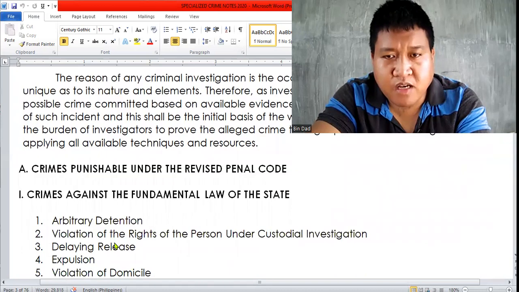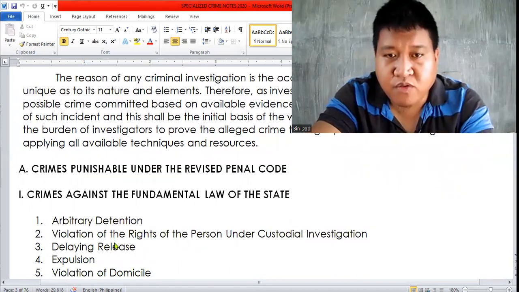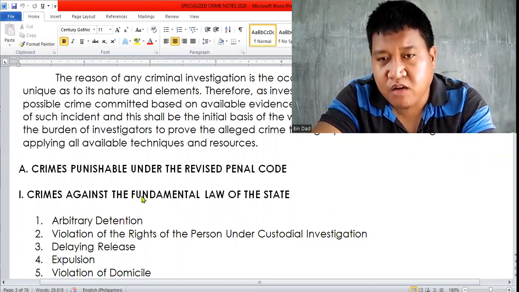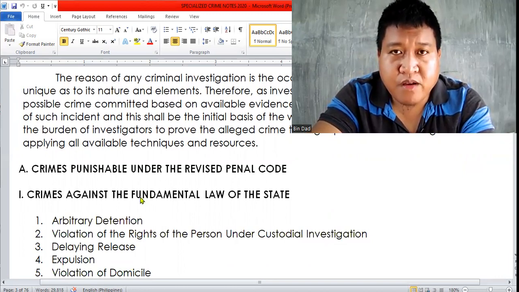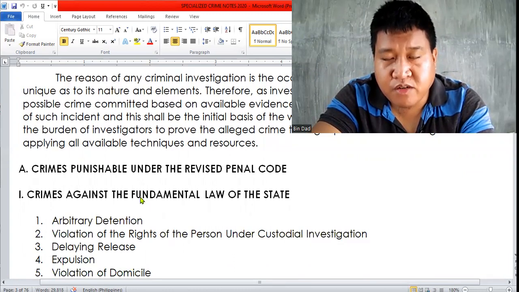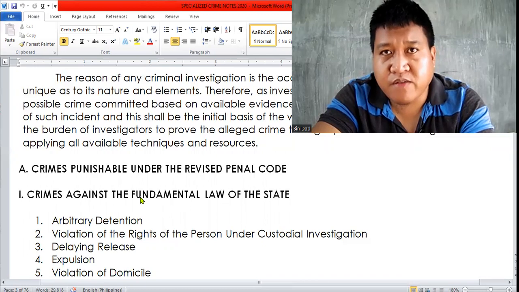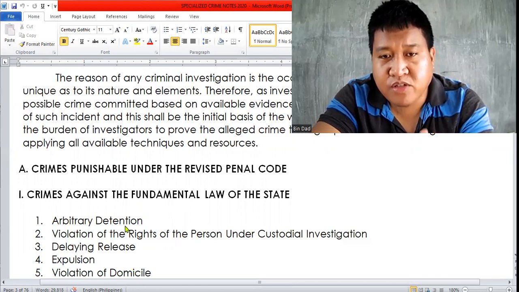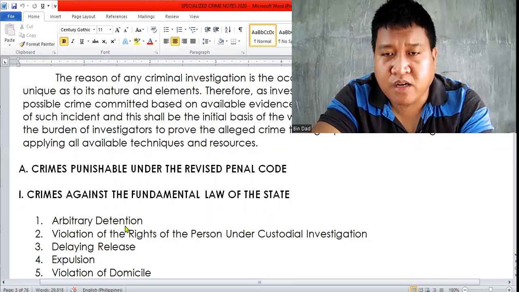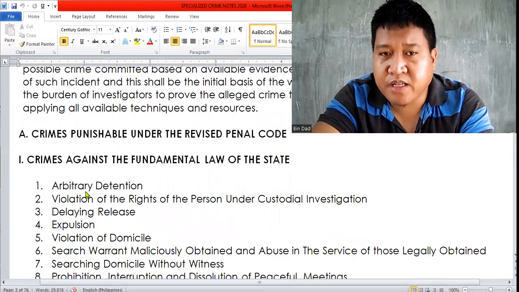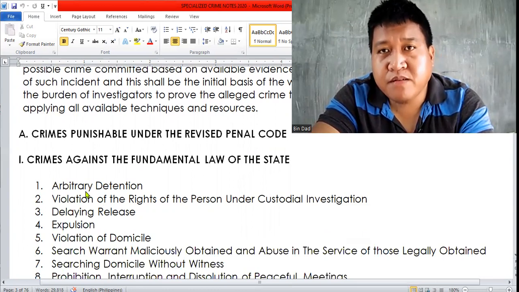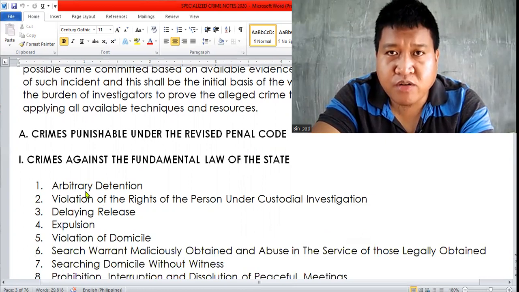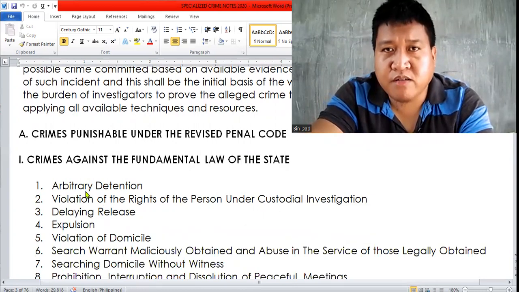So again, going back to the classification of crimes, we have crimes against the fundamental law of the state. What is the fundamental law of the state? It is the Philippine Constitution. What is our Constitution? It is the 1987 Philippine Constitution. So these crimes directly affect the mandates of the Constitution. Number one, arbitrary detention, that is committed by a public officer who will detain a person beyond the reglementary period of detention of a person arrested without a warrant of arrest.